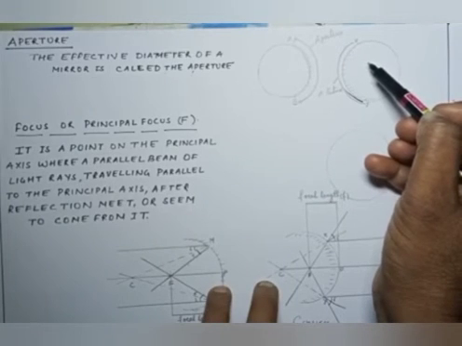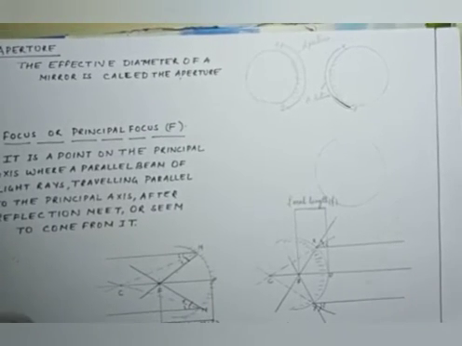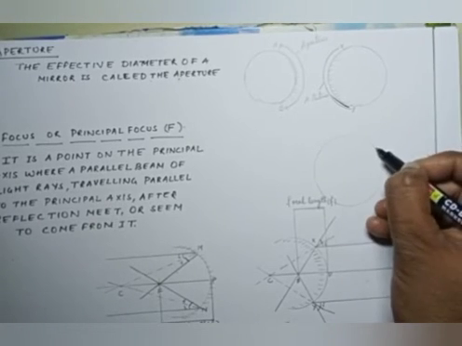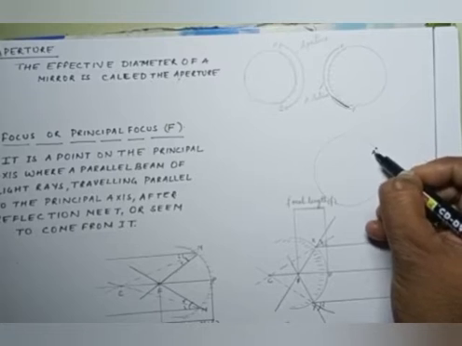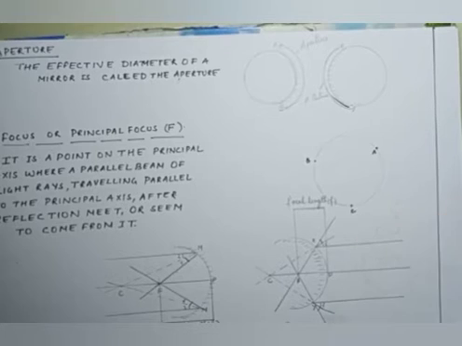Now let us see what is focus or principal focus. So before explaining focus or principal focus, I want to tell you how to draw a normal if any point is taken on a circle anywhere. Suppose over here I have taken a point A, this is point B, and this is point C.